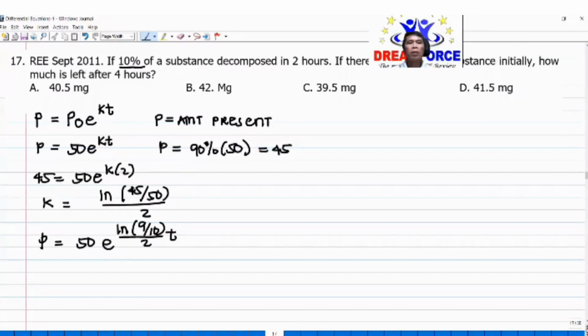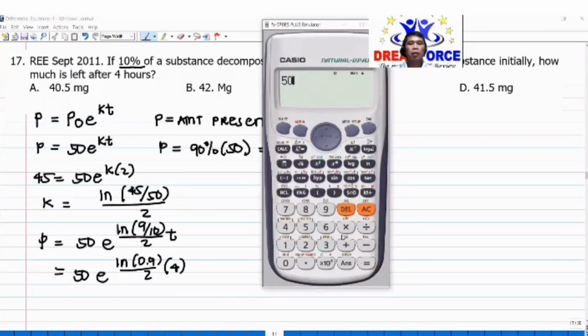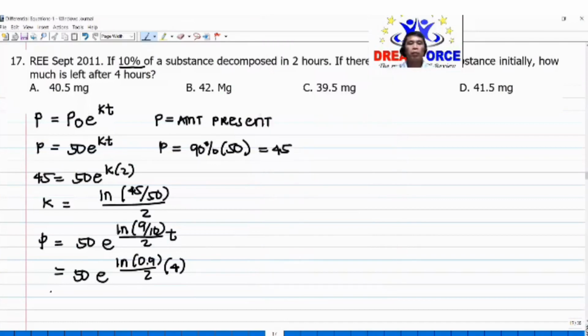So how much is left after 4 hours? So this will be 50 e raised to ln of 0.9 over 2 times 4. So 50 times shift e ln of 0.9 divided by 2 times 4. So that will be 40.5 milligrams. Or you can use your Calcutech or your Calcu.